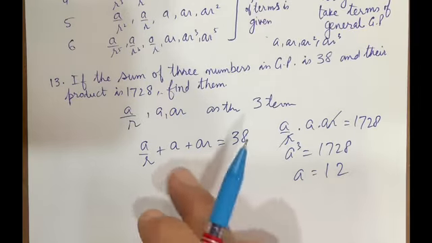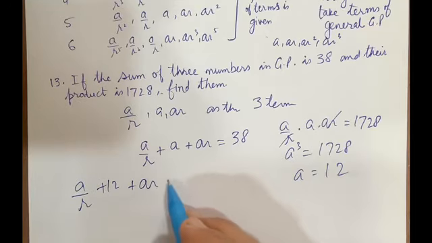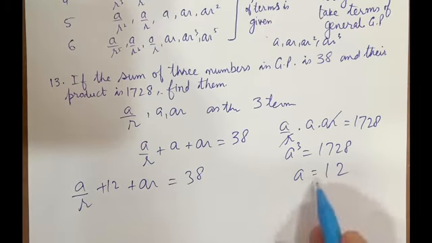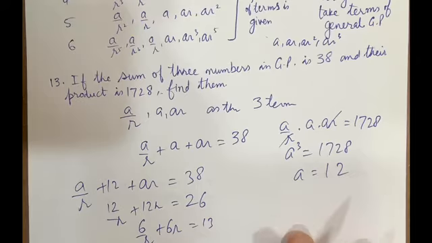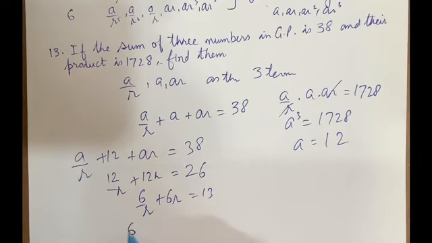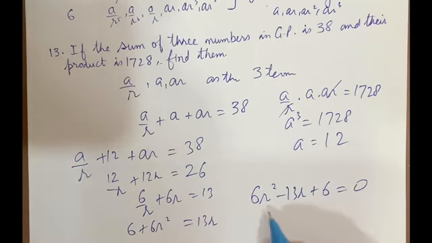We can substitute the value of a here. This is a upon r plus 12 plus a into r, which is 38. a is 12, so this is 12 upon r plus 12r. 38 minus 12 is 26. Dividing by 2, this is 6 upon r plus 6r is equal to 13. And this gives us 6 plus 6r square is equal to 13r, or 6r square minus 13r plus 6 is 0. 6r square minus 9r minus 4r plus 6 is 0.